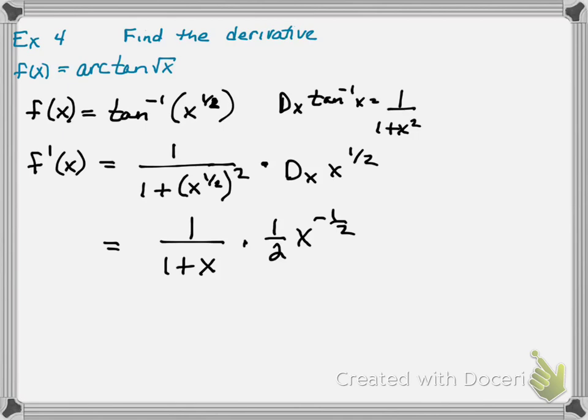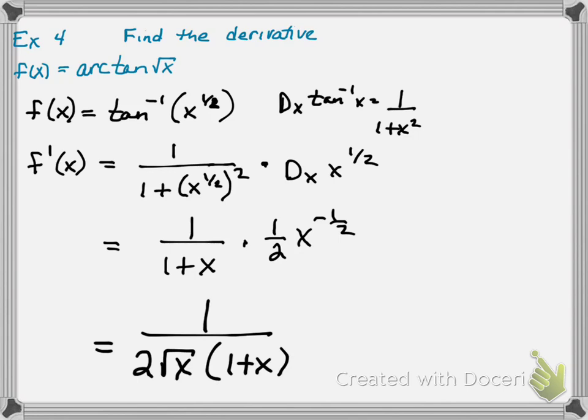I would probably write that like this. 1 over maybe 2 square root x times 1 plus x. Okay, and that would be an acceptable answer. This is already on the bottom. I'm shoving this down to the bottom, so that's what this is right here.